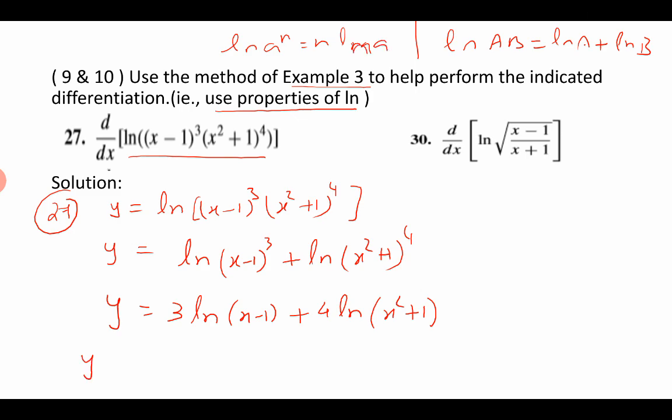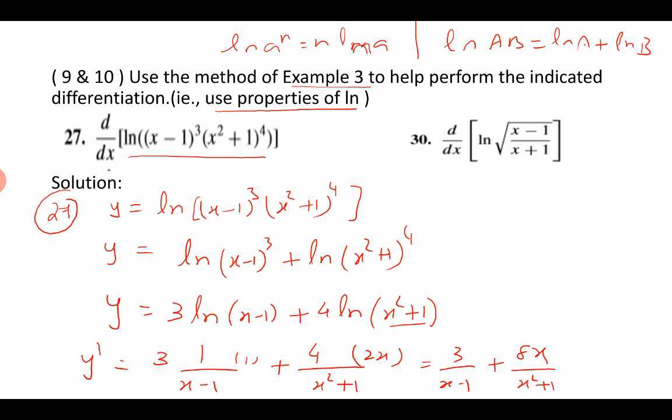Now differentiate, y prime. What is it? 3 over x minus 1. When you differentiate x minus 1, you will get 1, that is 1 minus 0, plus 4 over x square plus 1. When you differentiate this one, you will get 2x. That is it. So this is 3 over x minus 1 plus 8x over x square plus 1. That's the end.